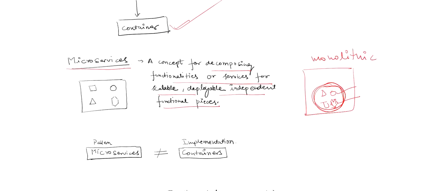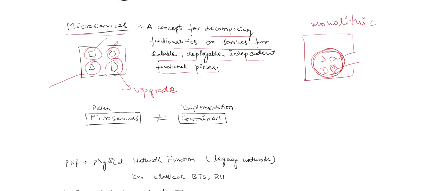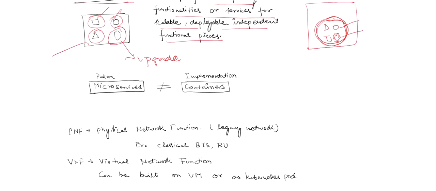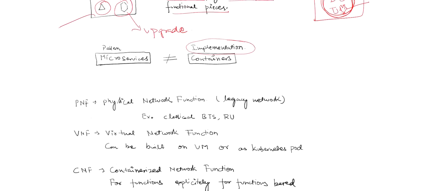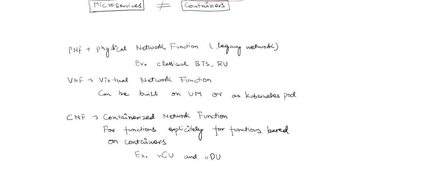But now what microservices has done is segregate all the small services, so that if we have to do anything in one service, we can upgrade, scale, or whatever we want to do, and we don't have to touch these other services. This is the benefit of microservices. All the services have been segregated. So microservices is a pattern, and containers are an implementation, the way to deploy those microservices.